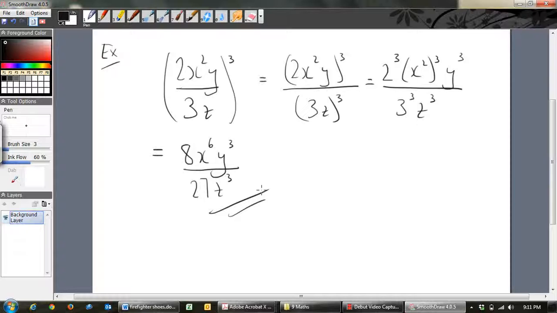So there are the first 6 index laws. Become really comfortable with those, do some horrible questions, get used to them, because you'll need them a lot.